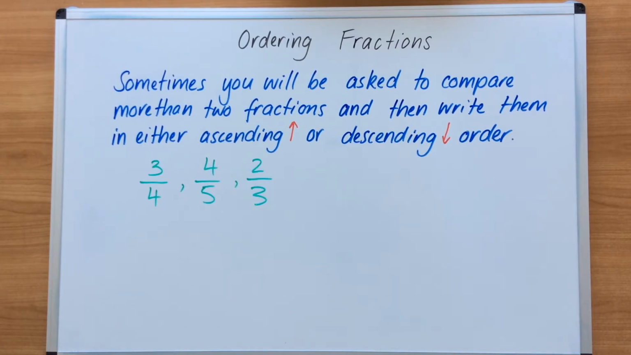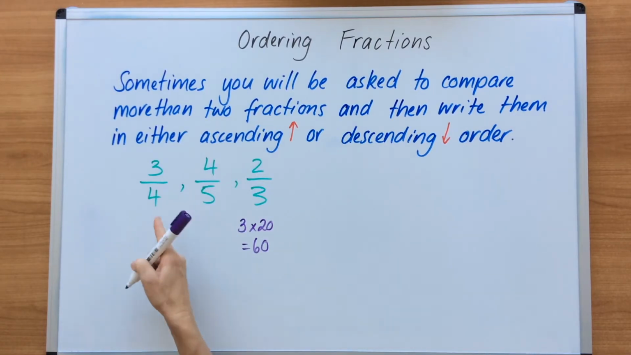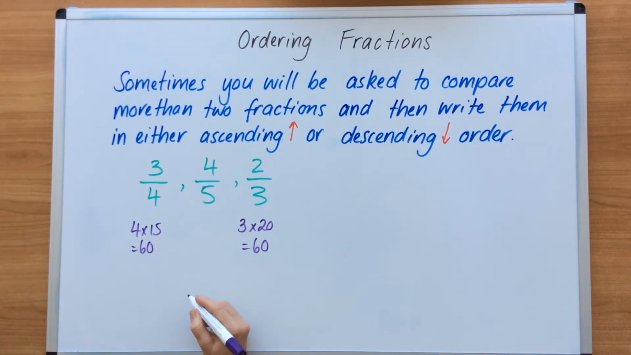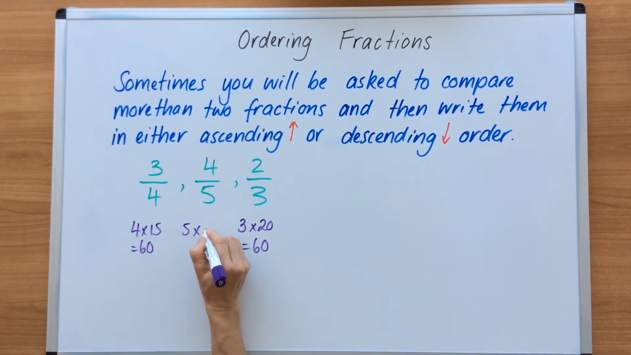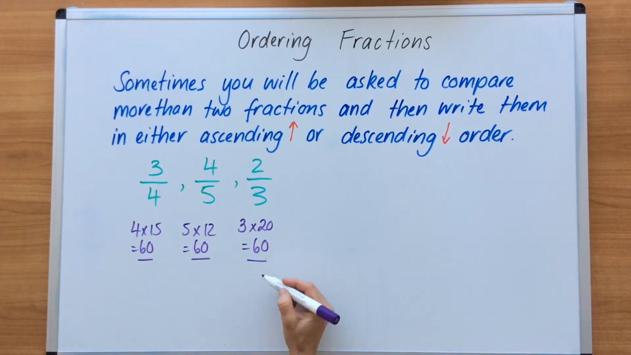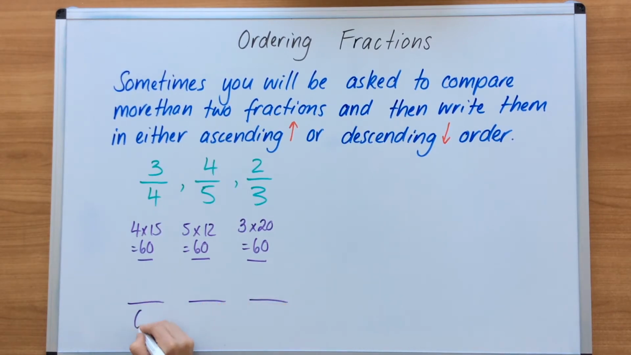So if we go through our 3 times tables, we can find that 3 times 20 will equal 60. If you go through our 4 times tables, we know that 4 times 15 equals 60. And if we go through our 5 times tables, it is 5 times 12 that equals 60. So we've got a 60, a 60 and a 60, which are all common to these three denominators. So we're now going to recreate 3 fractions with the denominator of 60 so we can compare them.